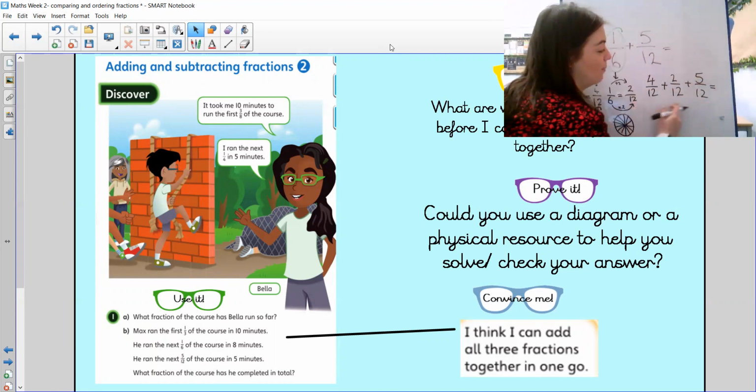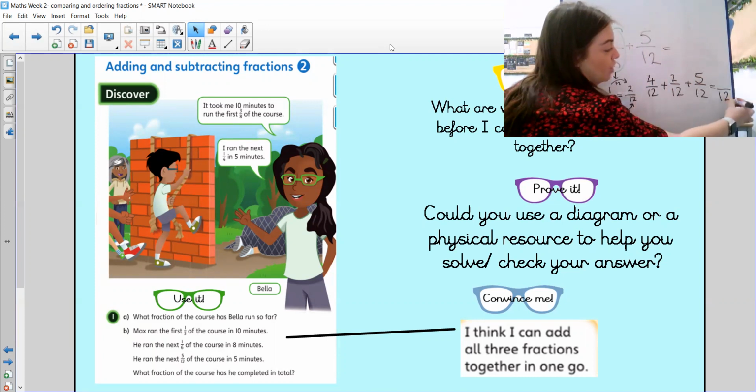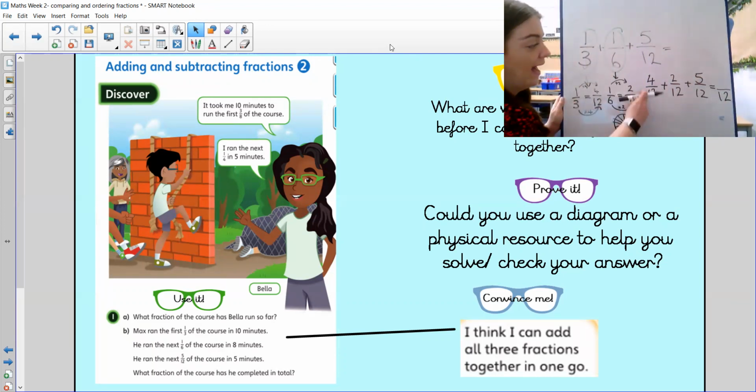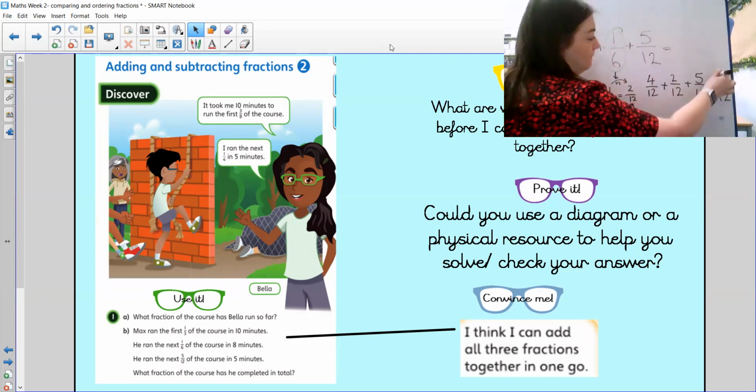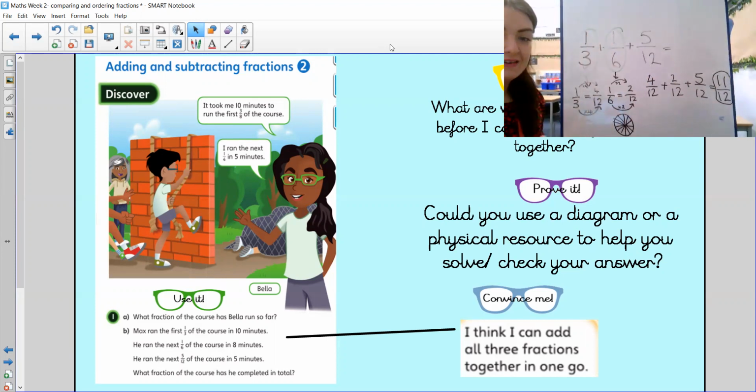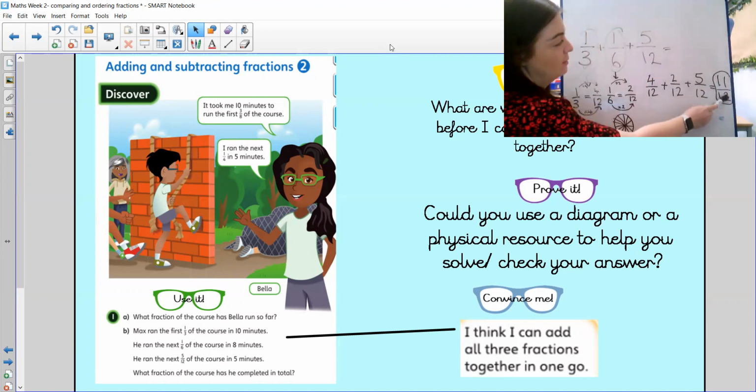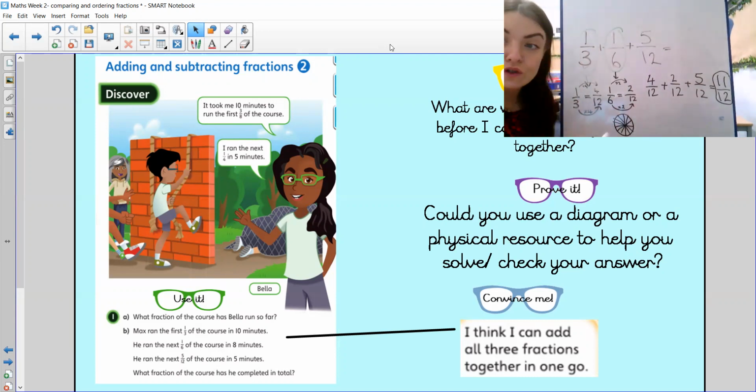So remember, do my parts change size? No, because I'm just changing how many of them I have. 4, 5, 6, 7, 8, 9, 10, 11. Max has completed 11 twelfths of the course. Can I simplify that any further? Are there any relationships between 11 and 12? No, so 11 twelfths is my simplest form.